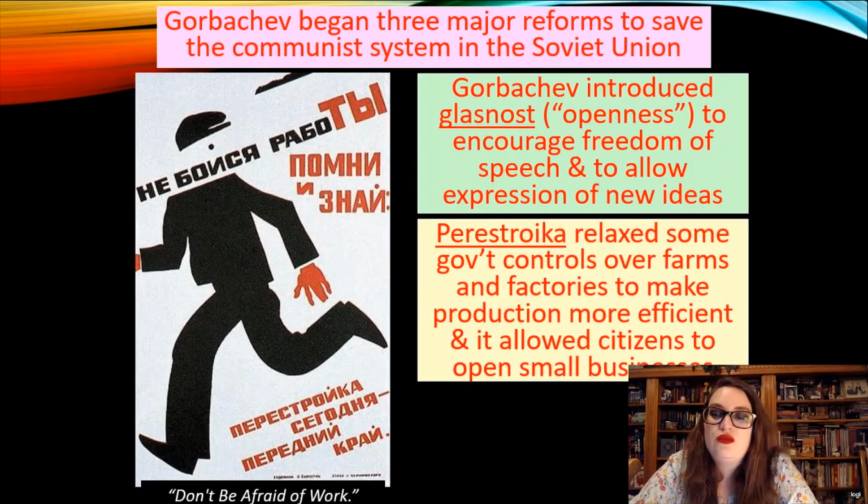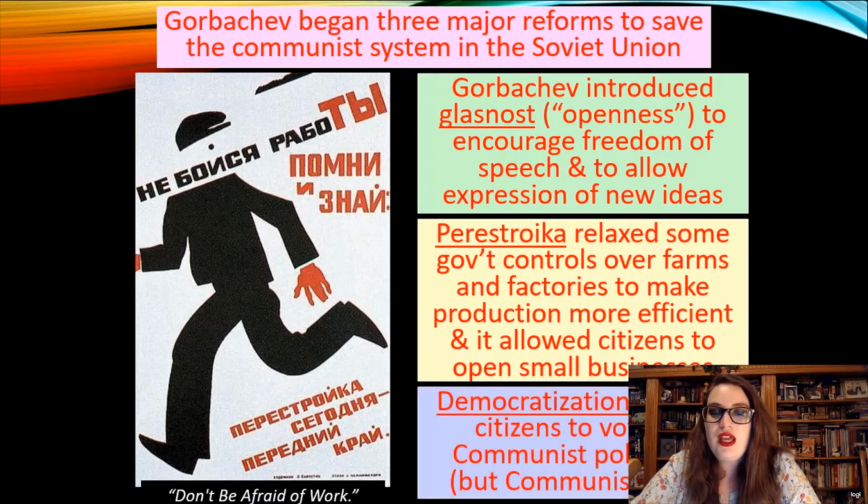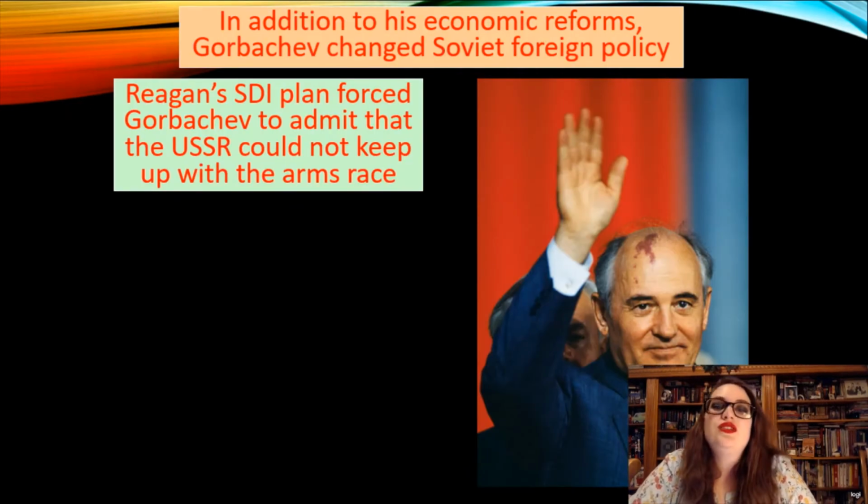Perestroika relaxed some government controls over farms and factories to make production more efficient, and it allowed citizens to open small businesses. And then you had democratization, which allowed citizens to vote for communist politicians, but communist only. So it's not really democratic. You still only have one type of party up there. It's still only communist.